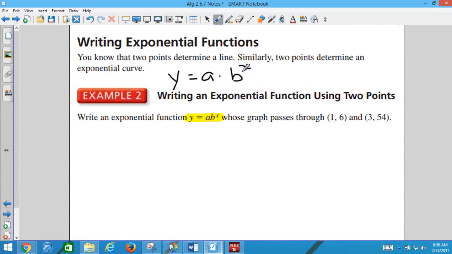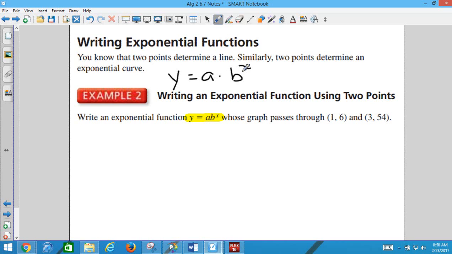In previous lessons, we've learned what that A is. When we deposit money, A is the amount that we had at the start. Or if we have exponential decay, A is like the amount of germs to start, whatever's decaying. And then B is the factor, the growth factor or the decay factor. So we have to find what A and B are, and all we know are 2 ordered pairs.